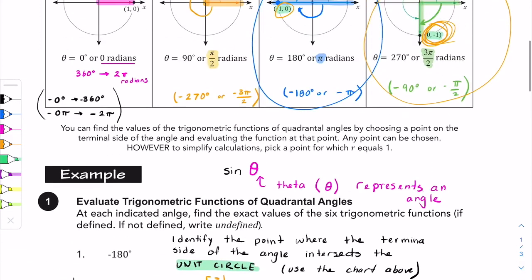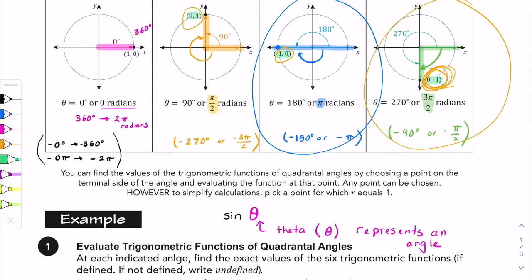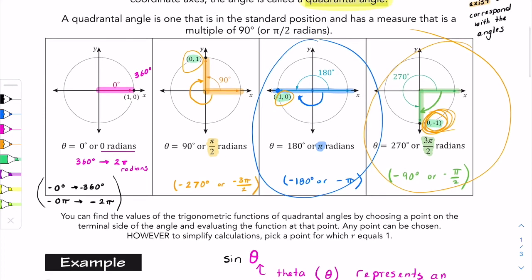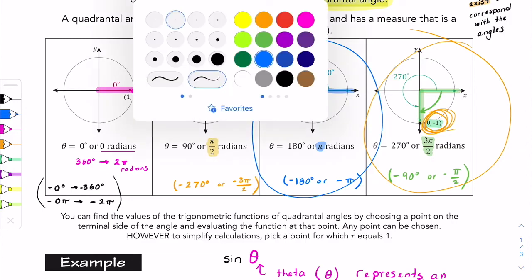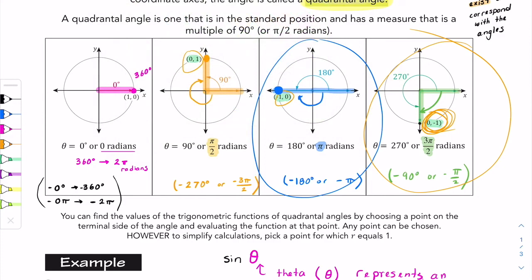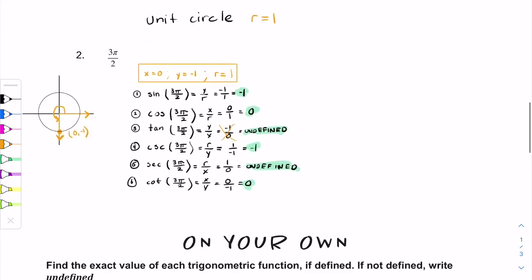So to recap this lesson, basically everything we went over in the last lesson, except you're focusing on quadrantal angles, and these are angles that work with the x or y axis, so they're multiples of 90 degrees. You could have a quadrantal angle at 0. It intersects the unit circle at 1, 0. You could have a quadrantal angle at 90, which intersects the unit circle at 0, 1. A quadrantal angle of 180, intersecting at negative 1, 0. Or lastly, a quadrantal angle intersecting the unit circle at 270, which has a point of 0, negative 1.